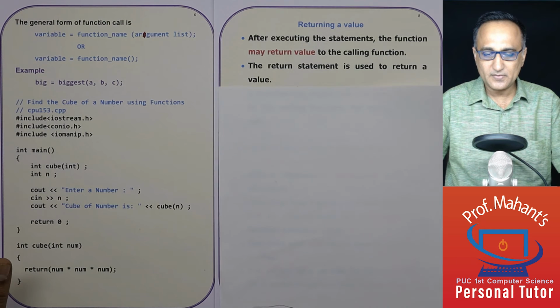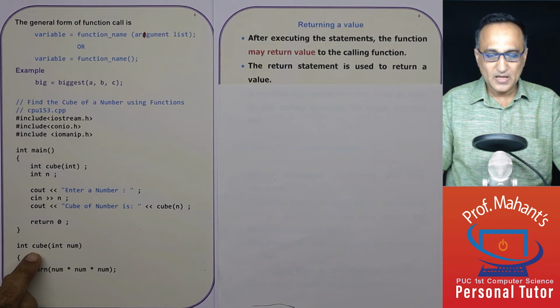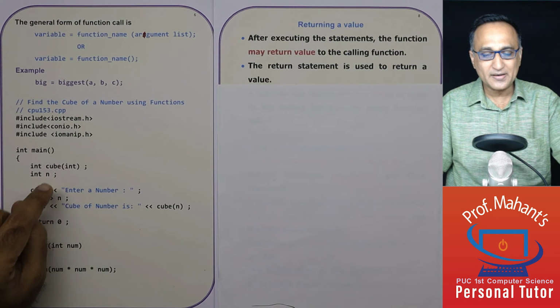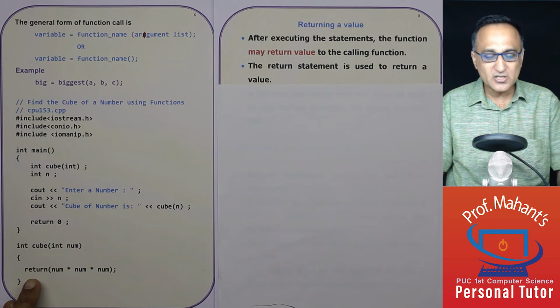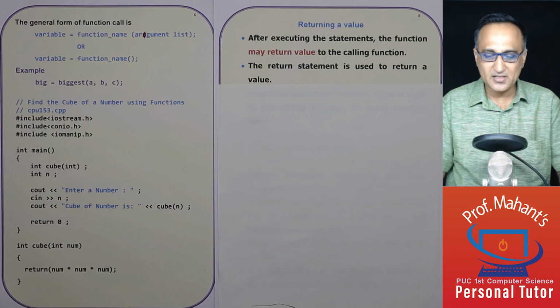All right, let's come back here. Now cube is a function. After executing any instructions here, it may, I use the word may, optionally send back a value to main. It may or may not be required to send a value. In case you have used a return statement, the return data type must be specified compulsorily. It can be int, float, long, double, char, struct, anything like that.